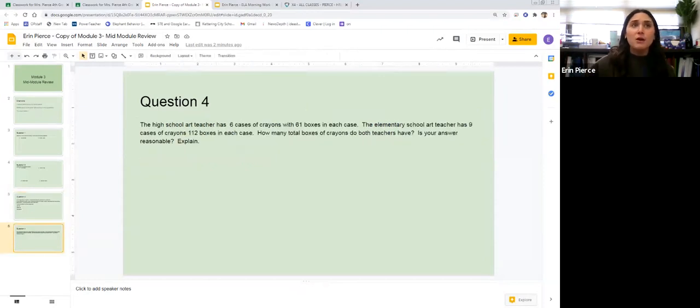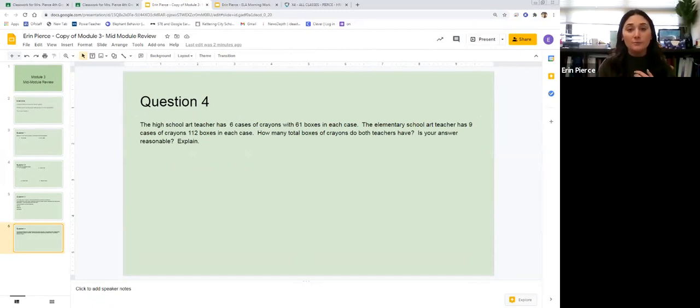Question 4. The high school art teacher has 6 cases of crayons with 61 boxes in each case. The elementary school art teacher has 9 cases of crayons with 112 boxes in each case. How many total boxes of crayons do both teachers have? Is your answer reasonable? Explain. I think we're going to leave off the reasonable part because we're not going to do any estimation on this one. We are just going to solve.